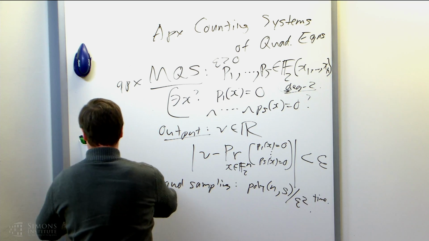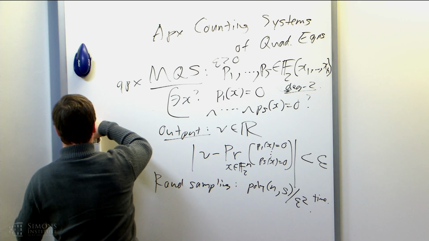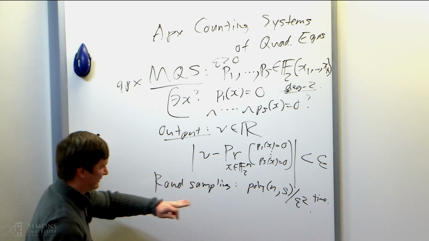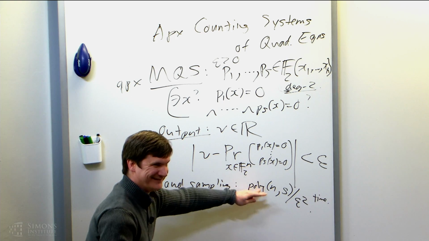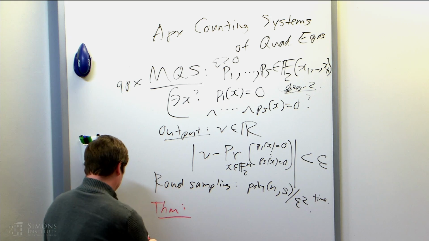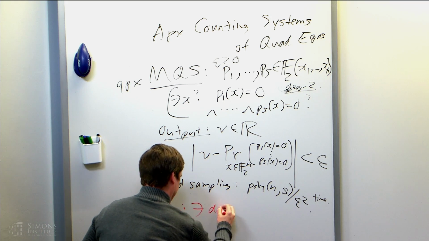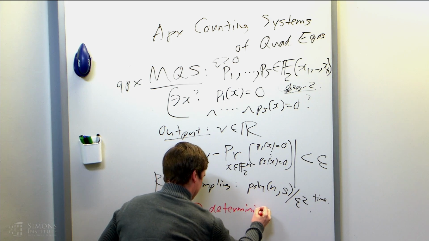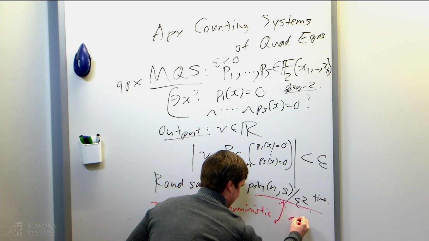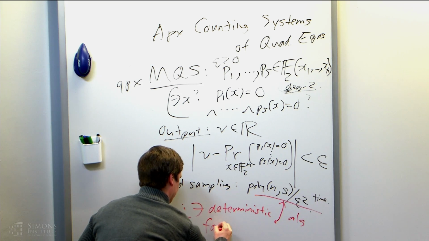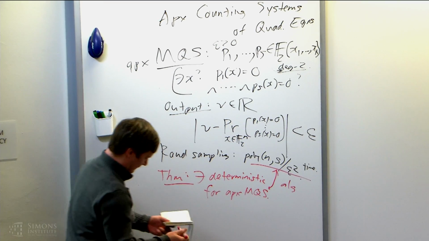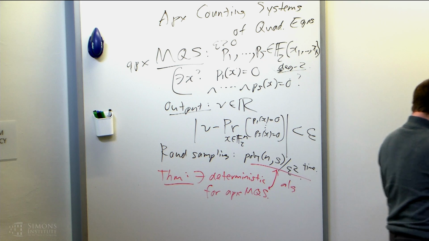So the theorem here is that you can get a completely deterministic algorithm with exactly the same running time. Well, exactly, if you allow me polynomials. So the theorem is that there exists a deterministic polynomial time algorithm for this approximation problem. So that's the theorem I want to talk about.